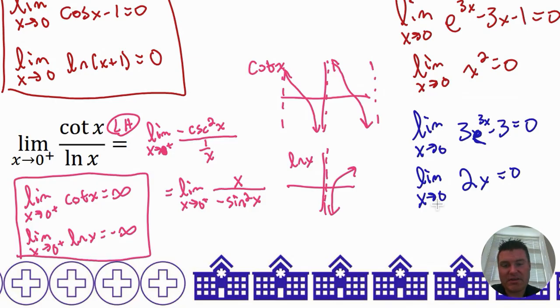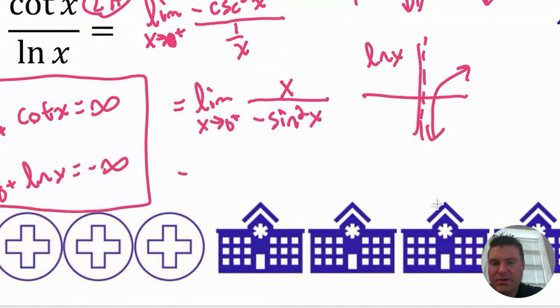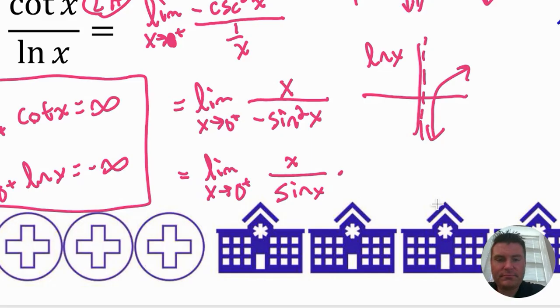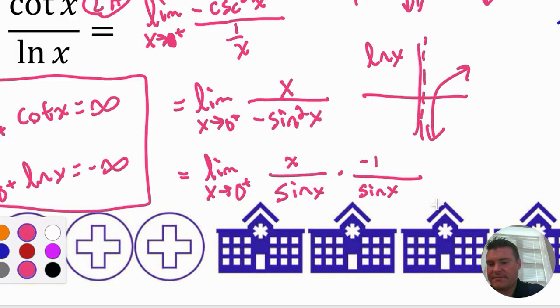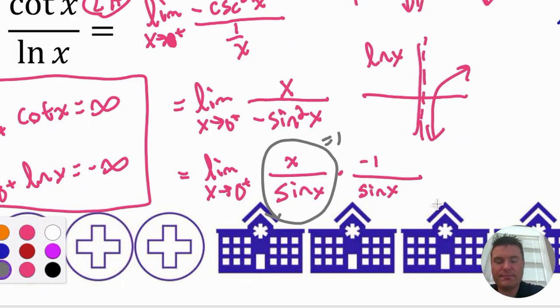A couple options. You can rewrite this again as LHOP. I won't, just because I do know my trig limits pretty well, and I'm going to skip that LHOP step that I really don't want to do, because I know that I can rewrite this as x over sine of x times 1 over, I'm going to put that negative up top. This is mathematically equivalent, but I do know for my ratios now that this first ratio right here, I'll highlight it in gray, is equal to 1.